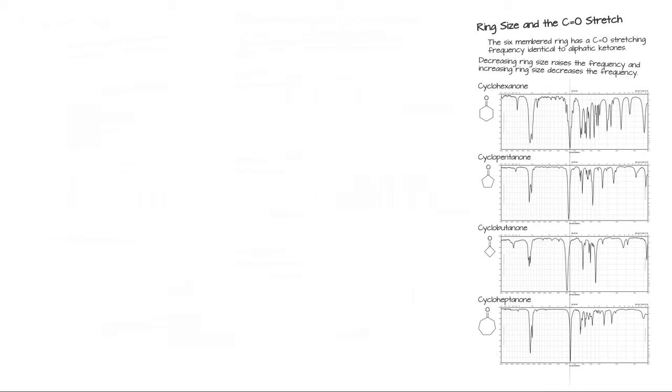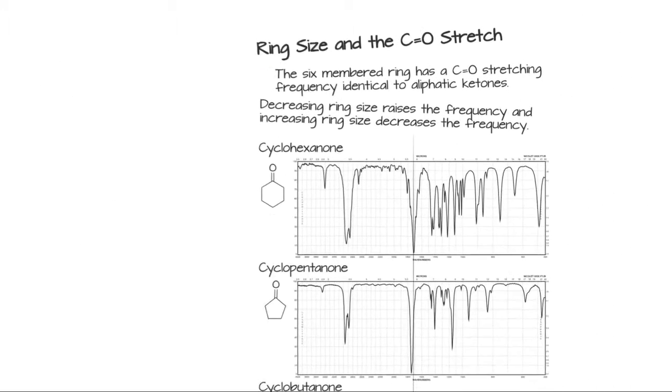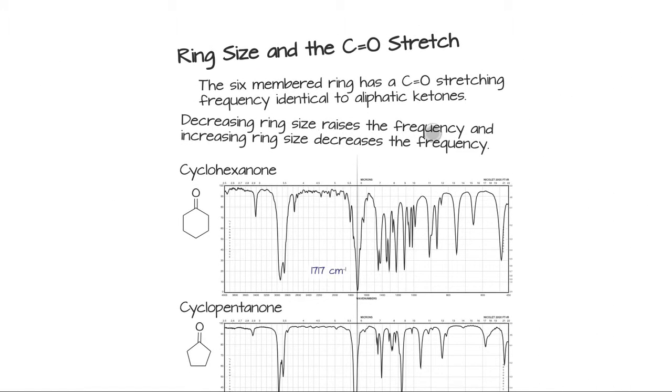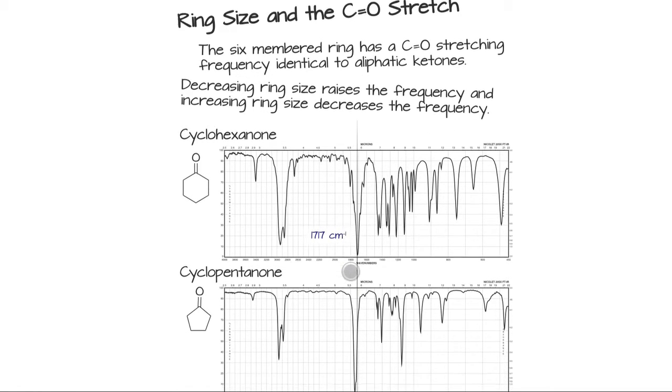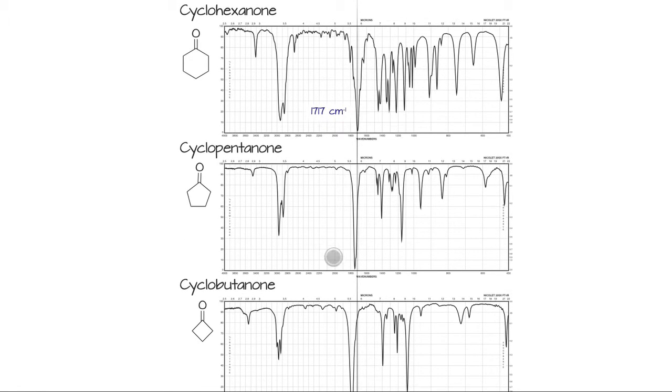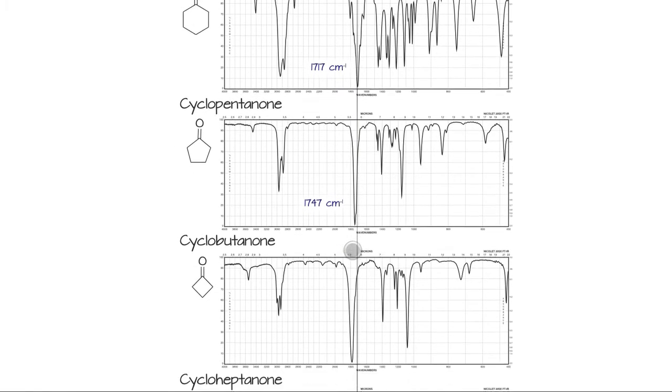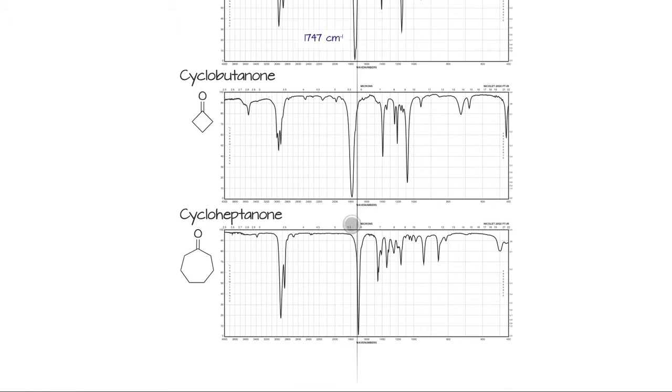Ring size affects the frequency of carbon-carbon or carbon-oxygen double bonds, or ketone bonds. Here is cyclohexanone, a fairly unstrained ring. All the bond angles are pretty similar to what you'd expect in a regular alkane, and we have pretty much the same frequency for the stretch of the carbonyl group. If we go to a 5-membered ring, we're just a little higher in frequency. If we go to a 4-membered ring, we're even higher in frequency.